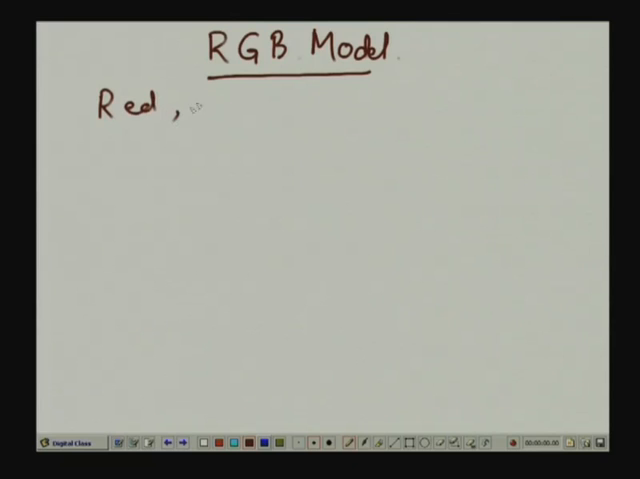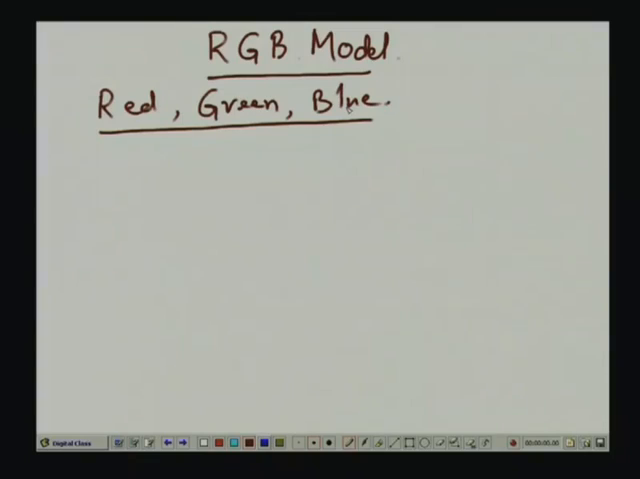Now, first let us discuss the RGB model. So, we will talk about the RGB color model first. As we have said, in case of RGB, a color image is represented by three primary components, and the primary components are red, green and blue. So, these are the three color components which, when mixed in appropriate proportion, generate all possible colors. Our RGB color model is based on the Cartesian coordinate system.